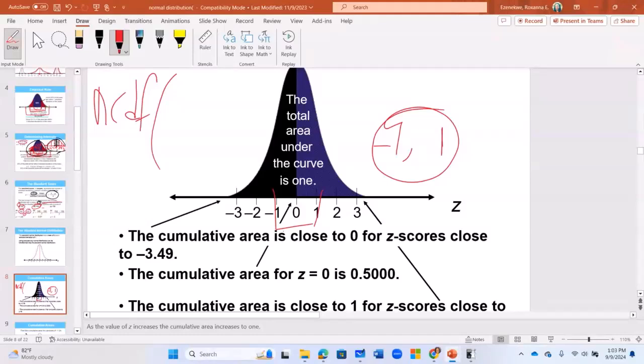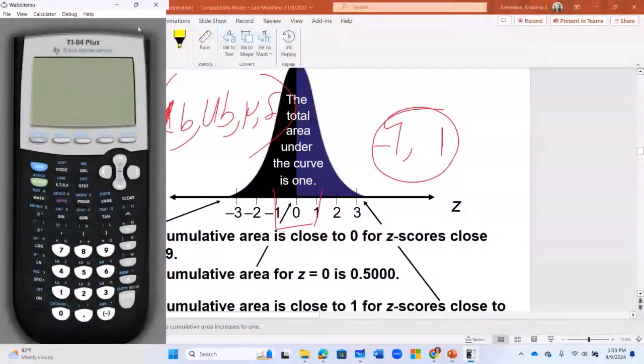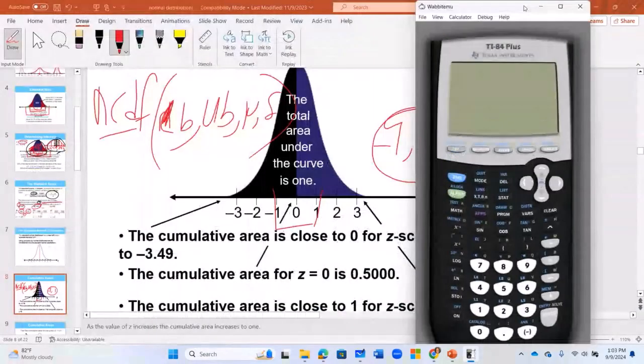Okay, so remember the argument the other day. Normal CDF. If I am using normal CDF, I use lower bound, upper bound, mean, standard deviation. That is the argument. So when I pull my calculator up, that's what I'm going to write. But the difference today is that the data is standardized. The difference is that the standard I'm trying to find the area of is standardized.